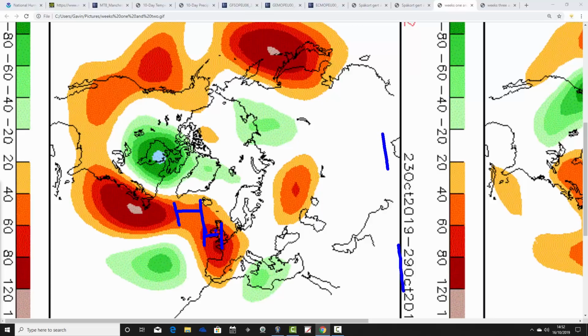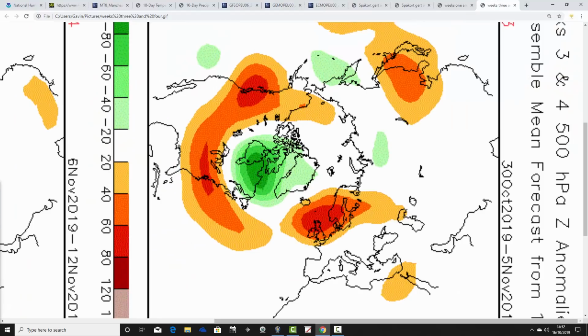It still has above average heights over the UK, and out into the Atlantic, below average heights are up here. It is close to bringing in some cooler air or some colder air from the north or northwest, but overall we're still under that ridge of high pressure. So any cold northerlies are probably going down into Scandinavia with that. Week 3 then has the above average heights sort of over to the north country.